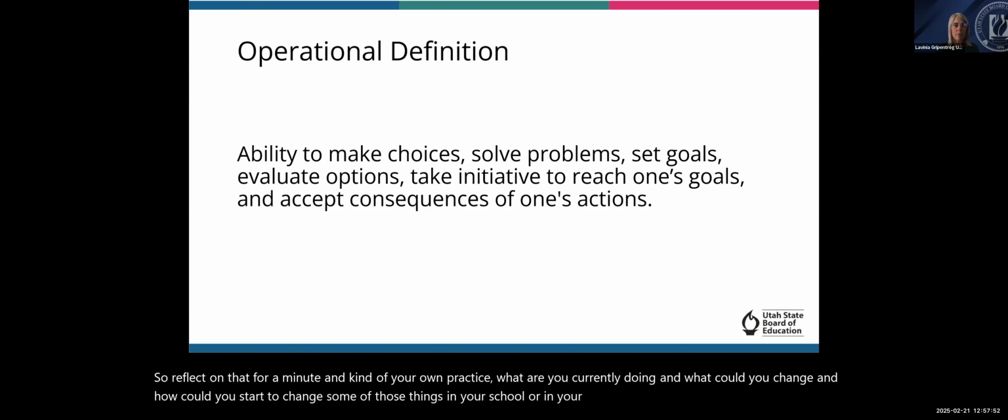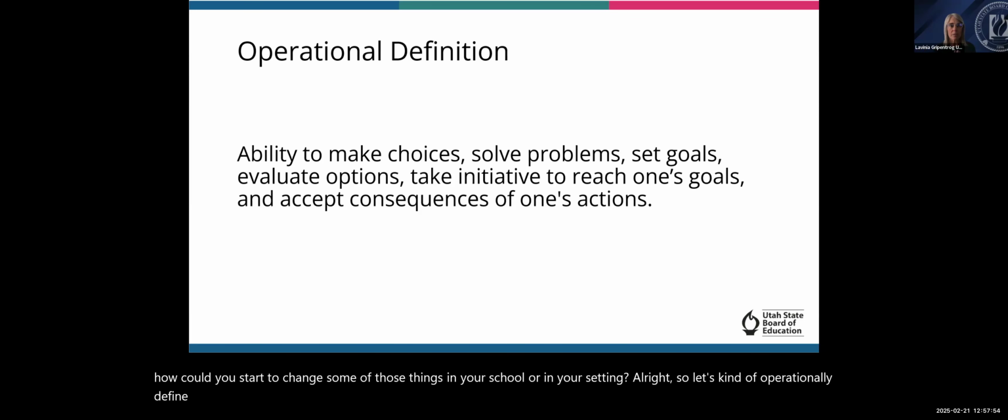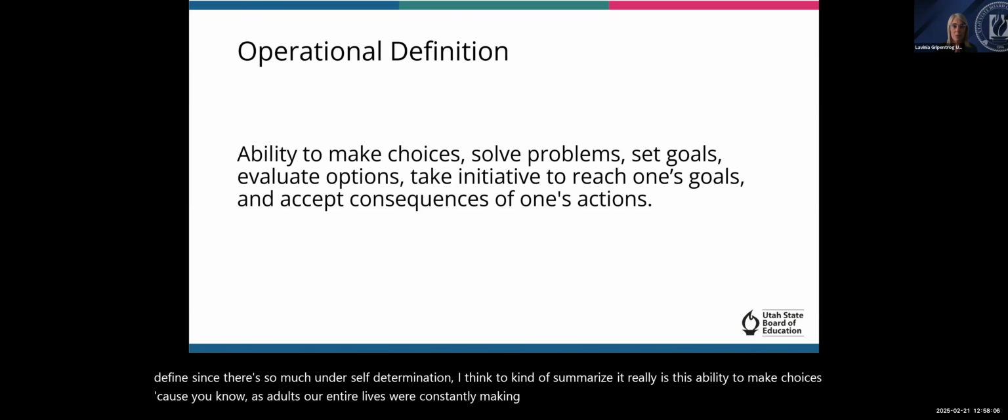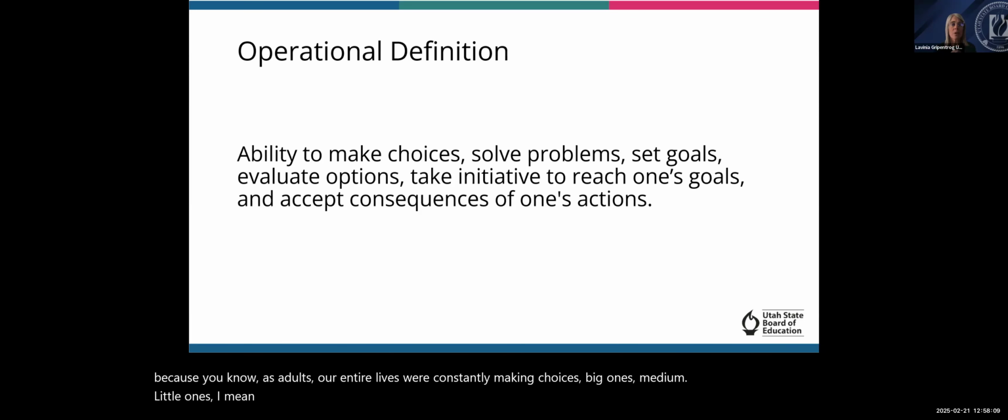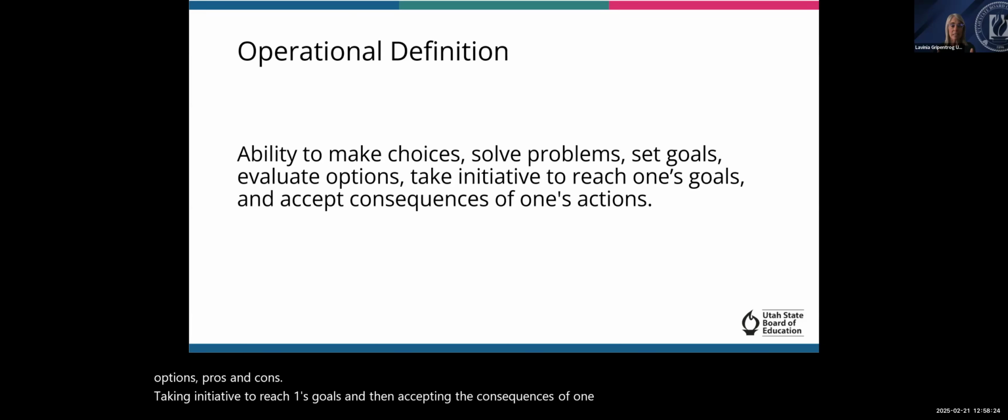All right, so let's operationally define this, since there's so much under self-determination. To summarize it, it really is this ability to make choices because, as adults, our entire lives, we're constantly making choices, big ones, medium ones, little ones, large ones. So think of it in terms of making choices, solving problems, setting goals, evaluating those options, pros and cons, taking initiative to reach one's goals and then accepting the consequences of one's actions. That, in a nutshell, is what we do as adults, right?